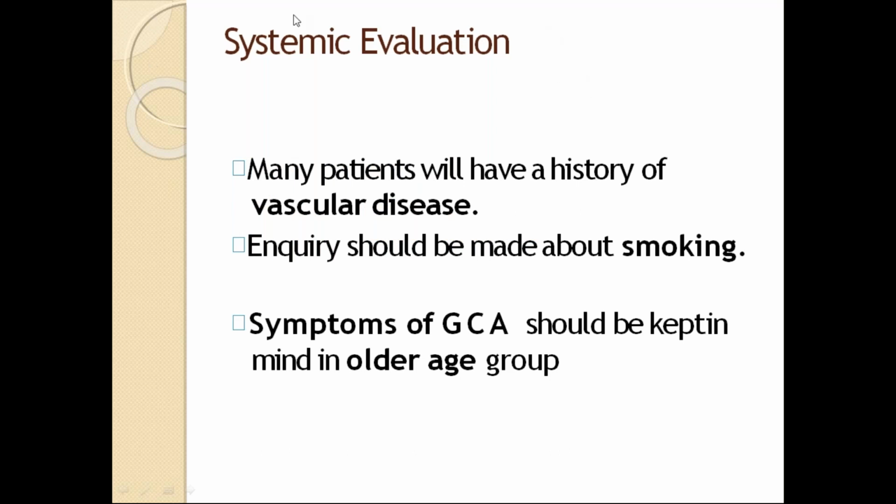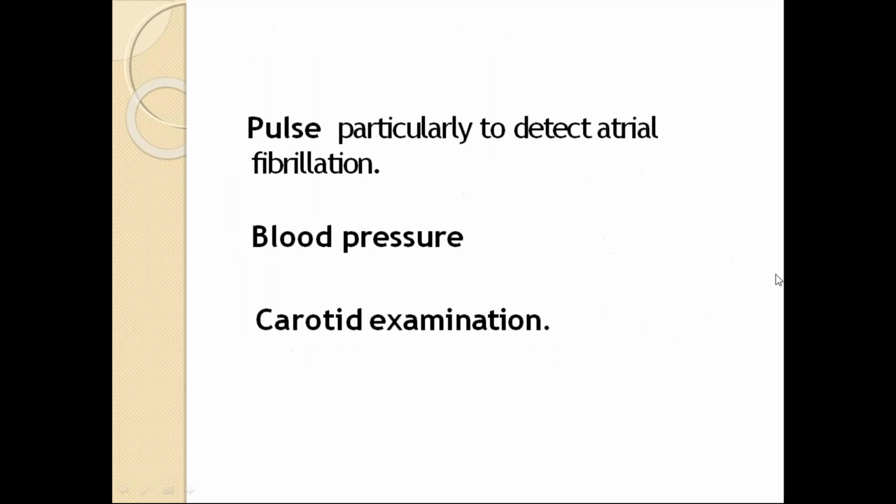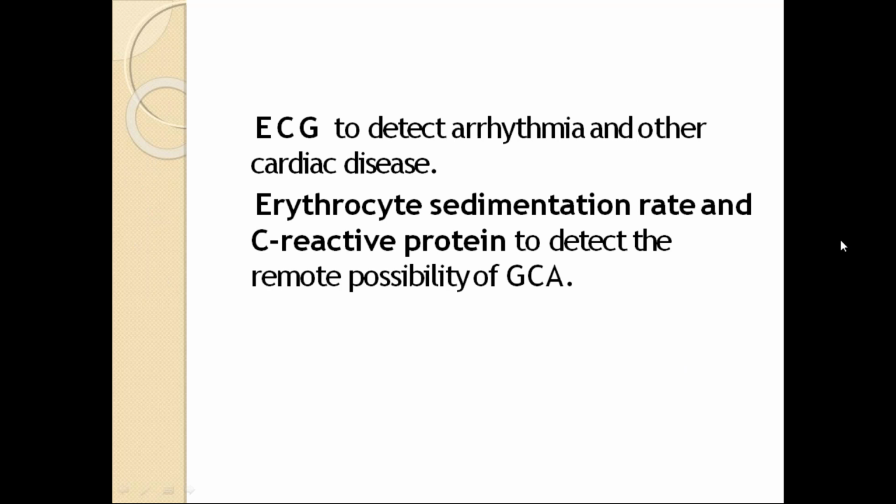So how do you systematically evaluate a patient after this? Many patients will usually have vascular disease. Always make sure whether the patient is a smoker or a non-smoker. You should ask about giant cell arteritis symptoms. I told you the arteritic type is usually associated with giant cell arteritis, usually in the older age group. Always record pulse to see any atrial fibrillation, and blood pressure. I told you, cardiac examination. These are all associated with the non-arteritic type of CRAO.